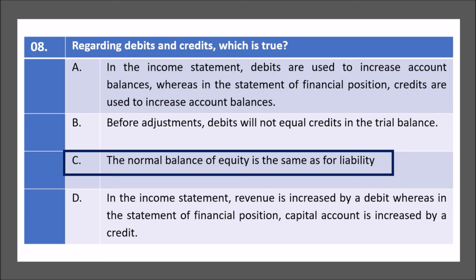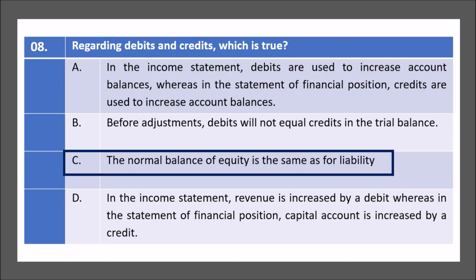We don't have any concern with the rules of debit and credit when we are already preparing the income statement or the statement of financial position. And always remember that even before adjustment, during adjustment, or after adjustment, debit will always equal credit in the trial balance, because starting from journalizing to posting to trial balance, debits should always equal credits.